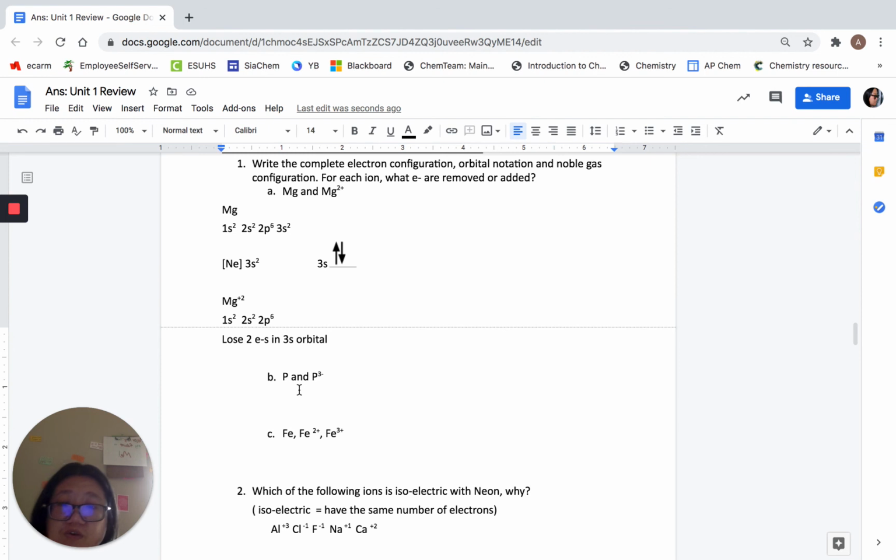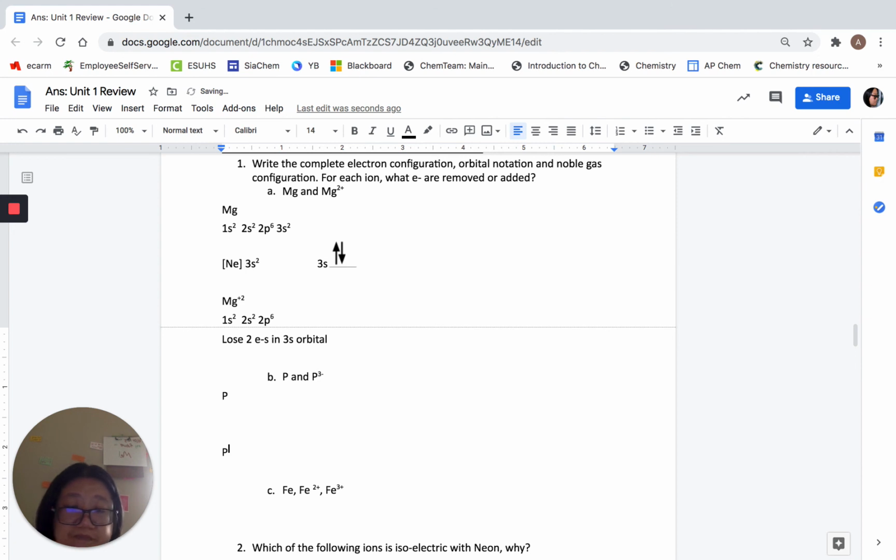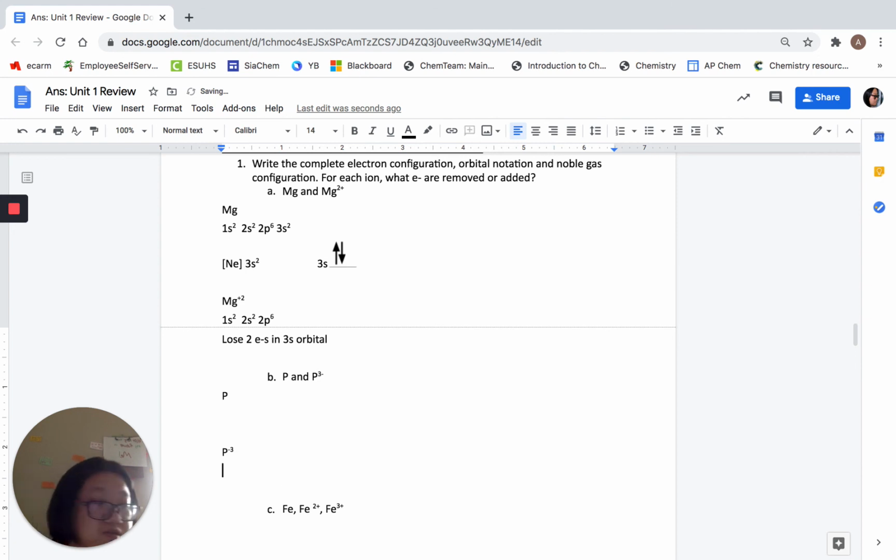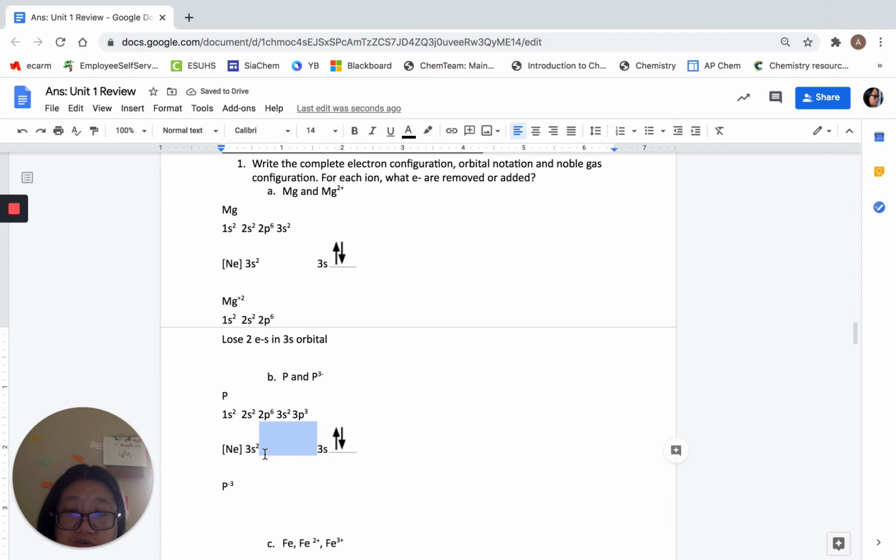All right, let's continue. P and P minus 3. It doesn't matter if you do minus 3 or 3 minus. Let's start with P first. That's a 3p3. Essentially, I'm going to copy this part for the P, because it's a 3p3, so just need to continue on. Again, Ne, 3s2, 3p3.